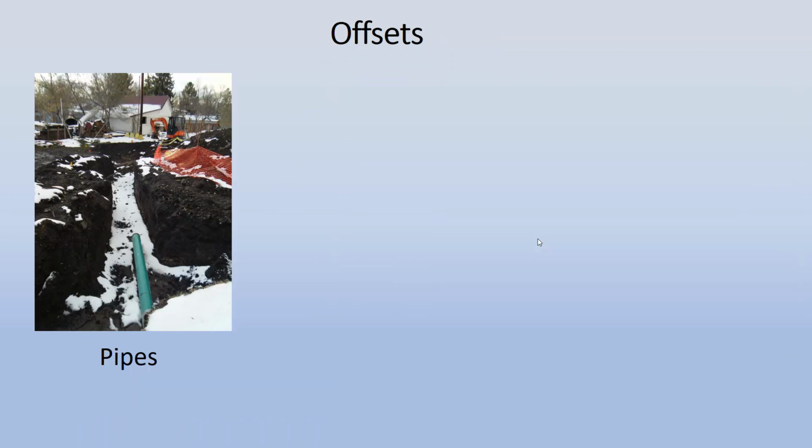So back to offsets. Offset distances. Remember top back of curb, that's a 3-foot offset in Montana. I don't think you'll ever see anything different. Pipes, typically you're going to be asked to set offset points running parallel with the pipe, probably 10 feet off that pipe at least. Depends on the size, obviously, and the depth of the trench, but I would say 10 feet is a good number to remember.